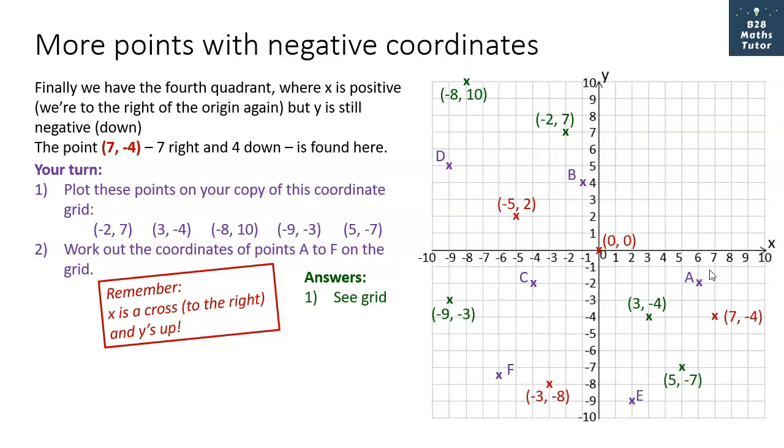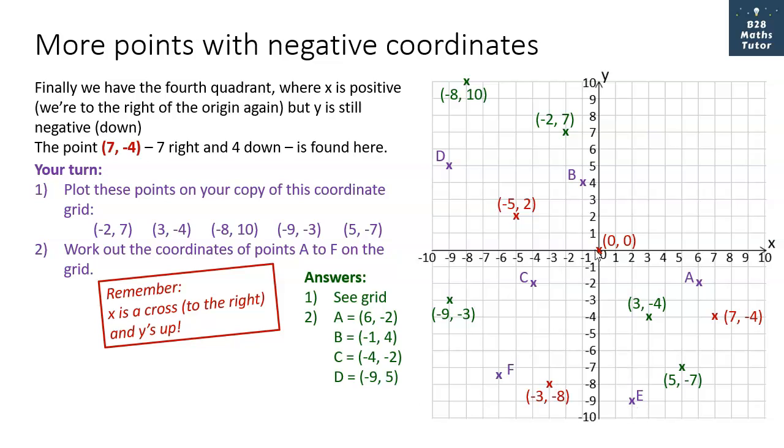And we've got A, B, C, D, E, F. So A is 6 to the right and 2 down. So that is 6 and negative 2. B is 1 to the left, so that's negative 1, and 4 up. C is 4 to the left, so that's negative 4, and 2 down, so that's negative 2. D is 9 to the left, negative 9, and 5 up.